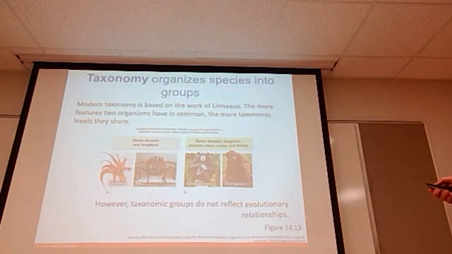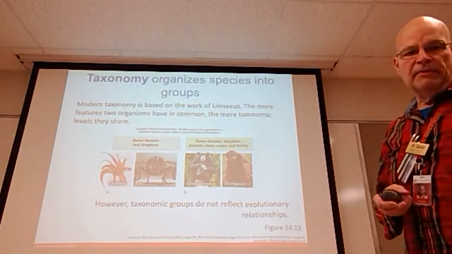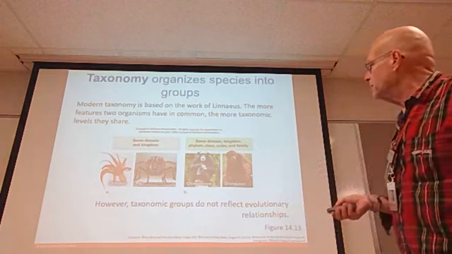Taxonomy organizes species into groups. Same domain and kingdom. Same domain, kingdom, phylum, class, order, and family. Domain Eukarya. This is an octopus. This is a fly. Therefore, that is the same domain and the same kingdom. But that's about all they've got in common. They're animals. Can't say anything more about them.